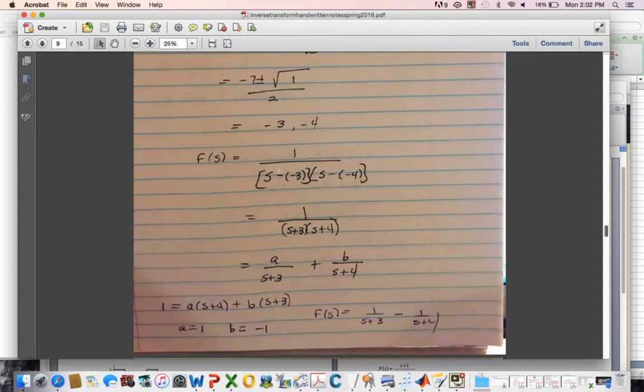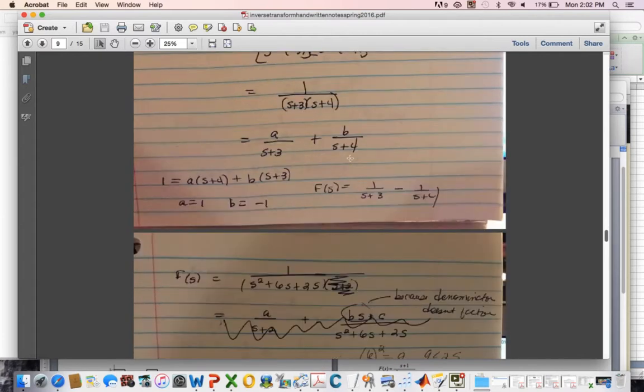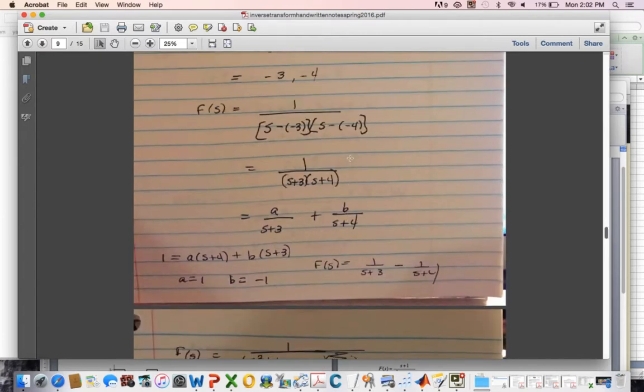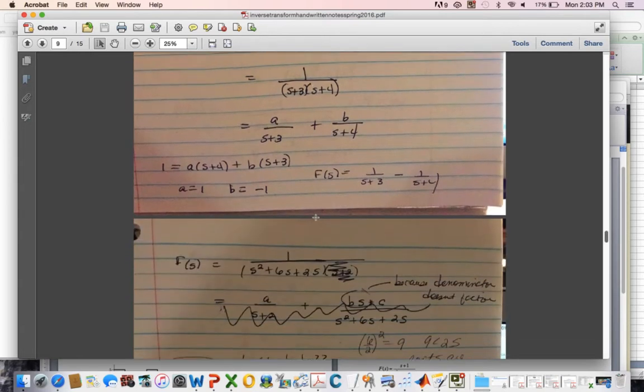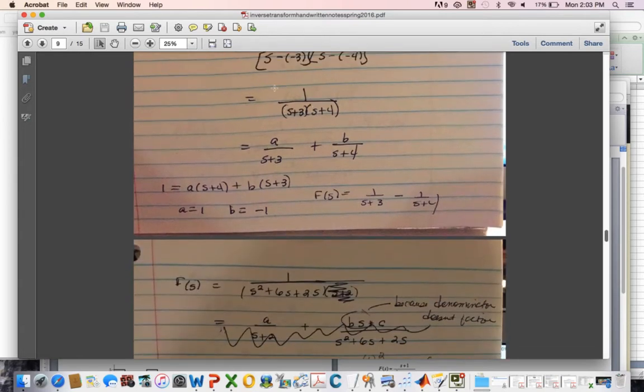Then it's important to know that when you plug back in for f, it's s minus a negative 3 and s minus a negative 4. This becomes important if you use something like MATLAB to do your partial fraction expansion. MATLAB will do a partial fraction expansion, but when it gives you the roots, it gives them in this form, and you have to go back and plug them into the expression. So once I have that, I can put that back into my expression, do my partial fraction expansion, and solve for a and b, giving me a result.